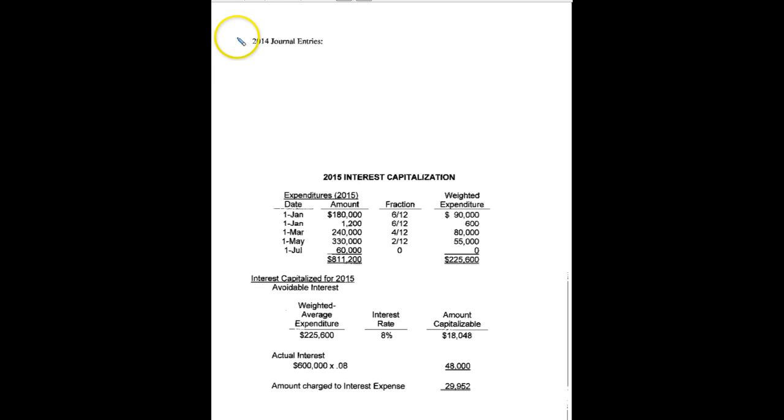So let's do that. So let's review. December 1, we paid cash for land. Remember, that was $147,000. And we also had expenditures for the building. I'm just going to abbreviate building.